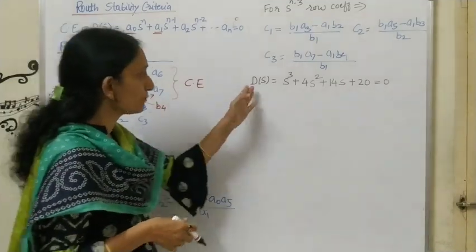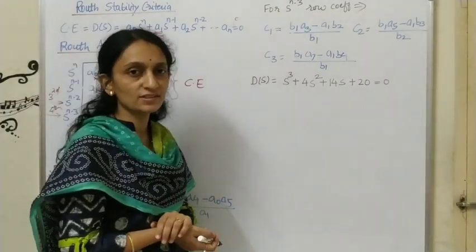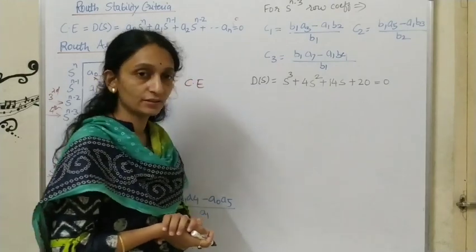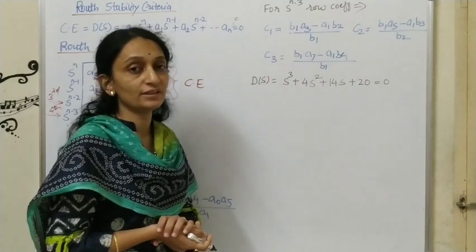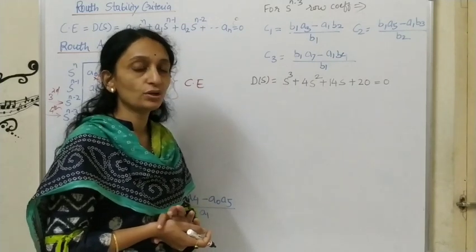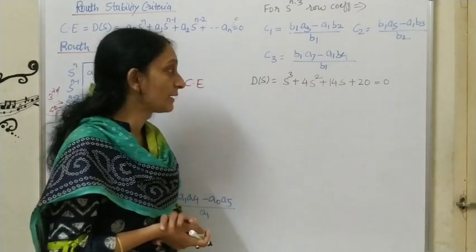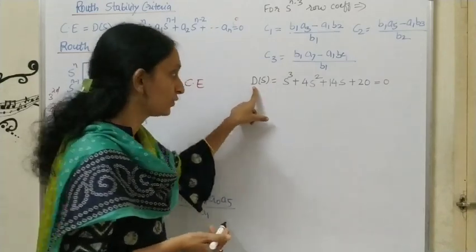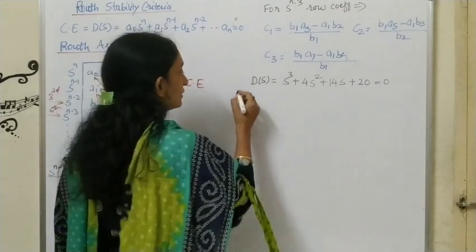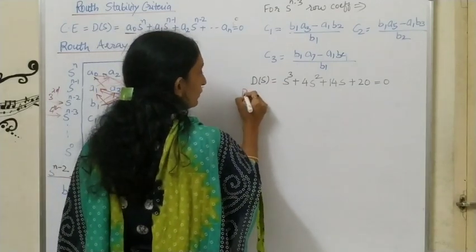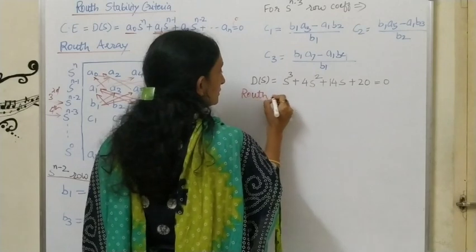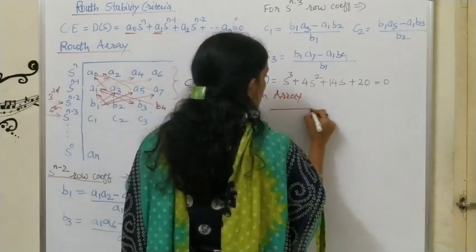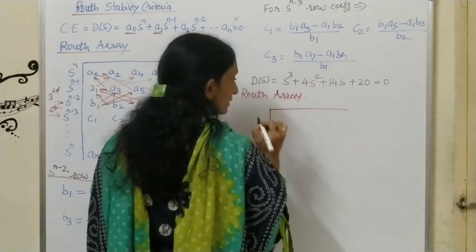Suppose this characteristic equation is given and the question asks to comment on the stability with the help of Routh stability criteria. So this is the characteristic equation. What we need to do here is obtain the Routh array. I will form the Routh array here.